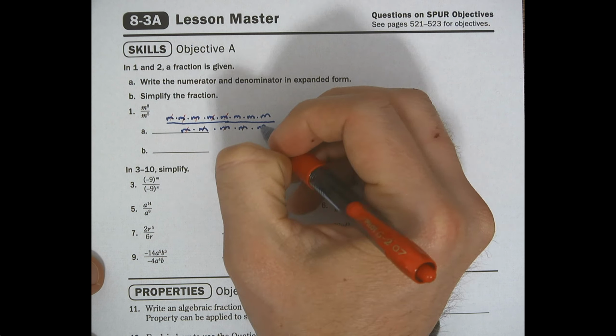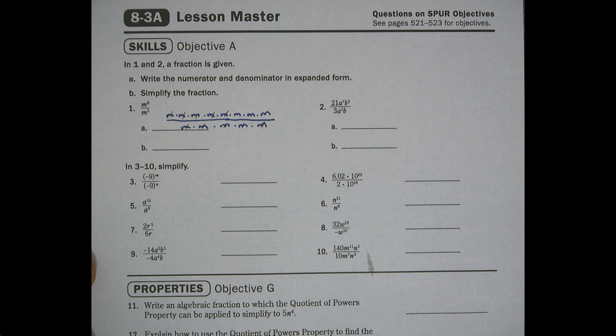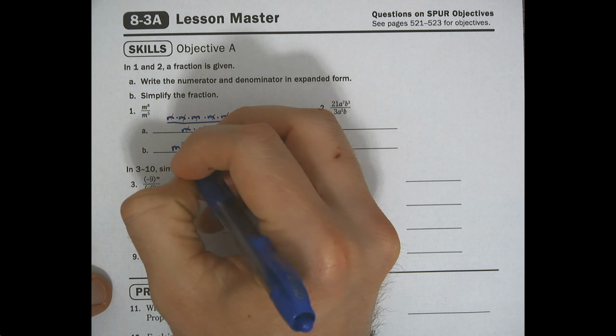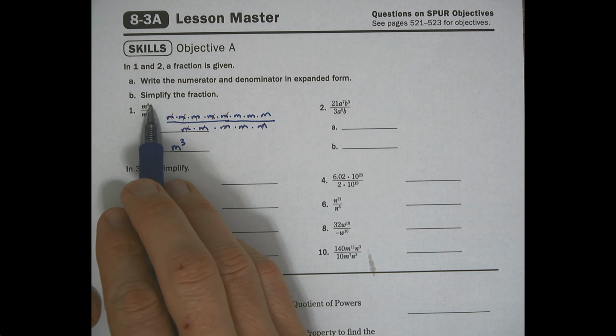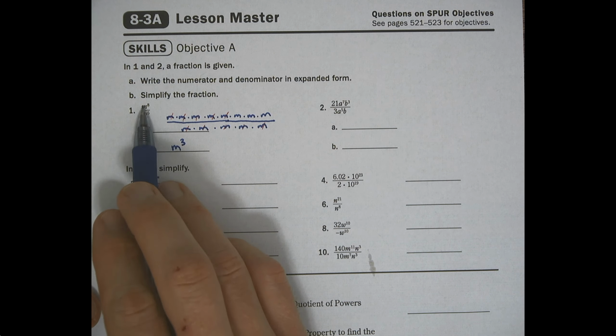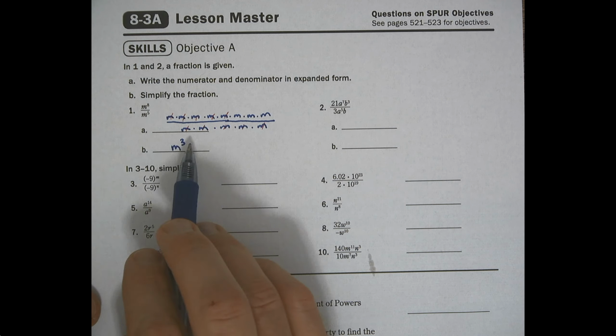So 5 of them will cancel because there's 5 on the bottom, leaving 3 on the top. So my final answer here is m to the 3rd. And if we look back, the quotient of powers property says we can subtract our exponents when we're dividing similar bases. So 8 minus 5 is 3.